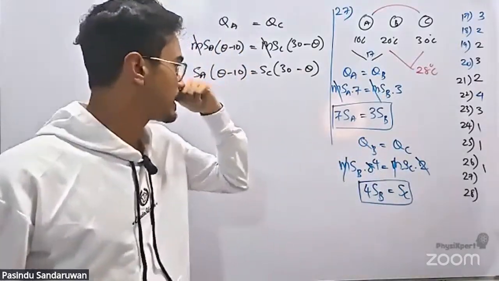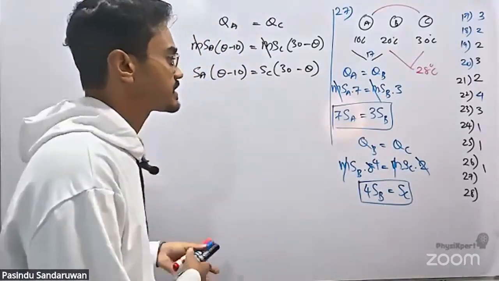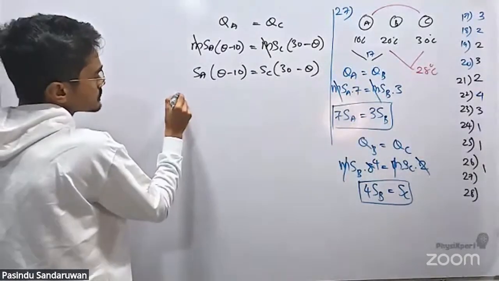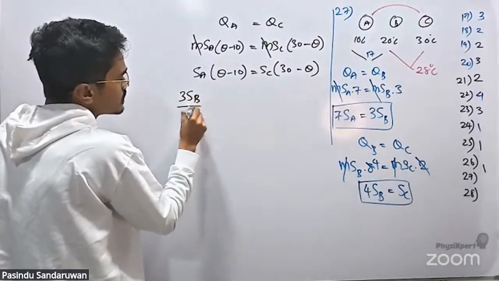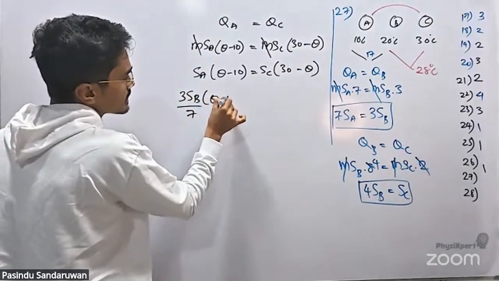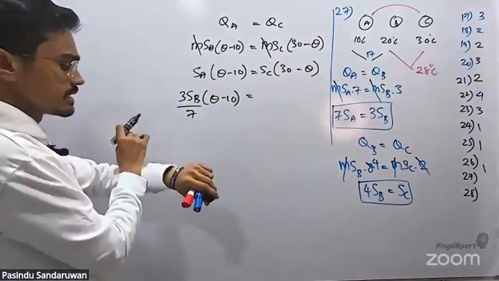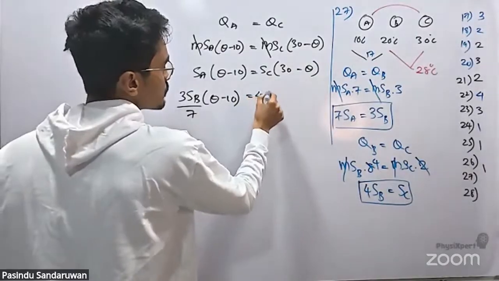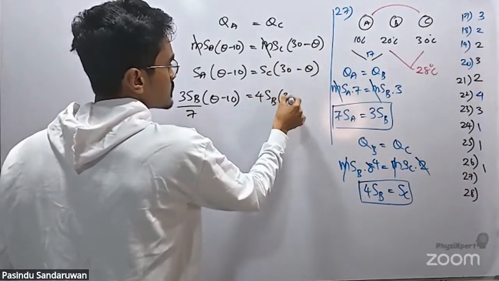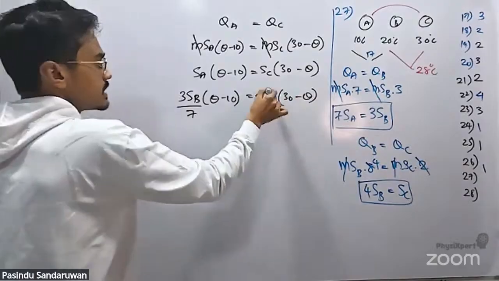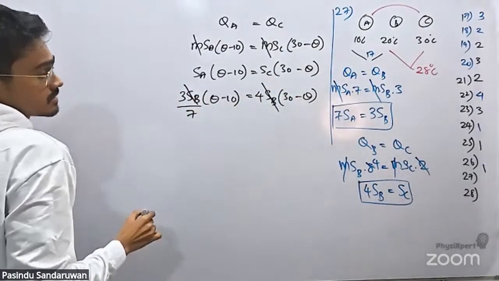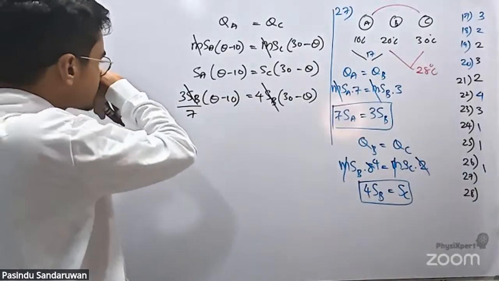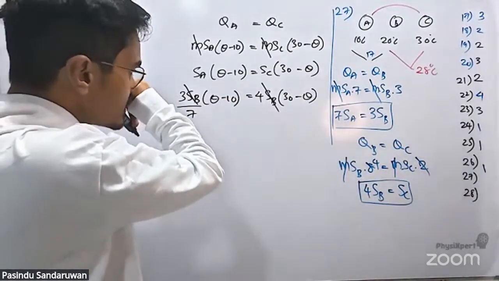Having that idea, I'm going to write SA in terms of SB like this. SA can be written as 3SB over 7. Then theta minus 10 equals SC. SC can be written as 4SB, no? Then this is 4SB times 30 minus theta. See, SB to SB cancels. That's all. Cross multiply this thing.